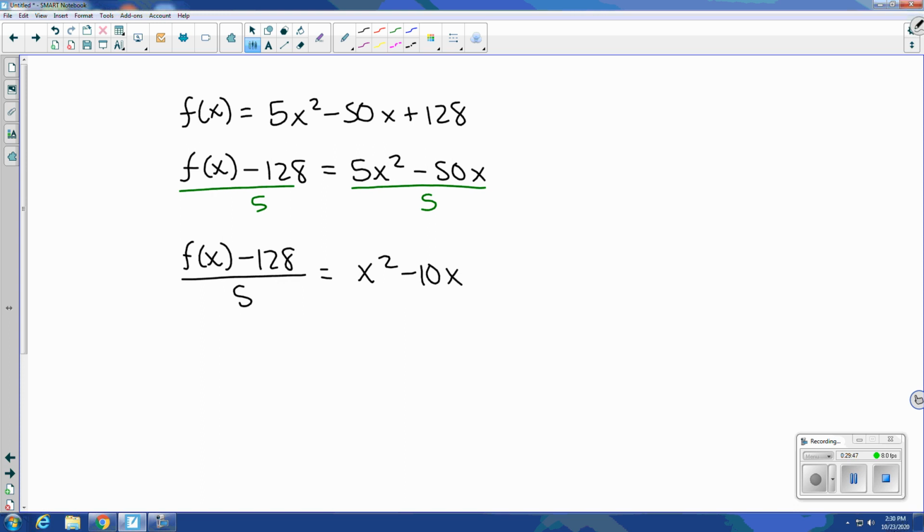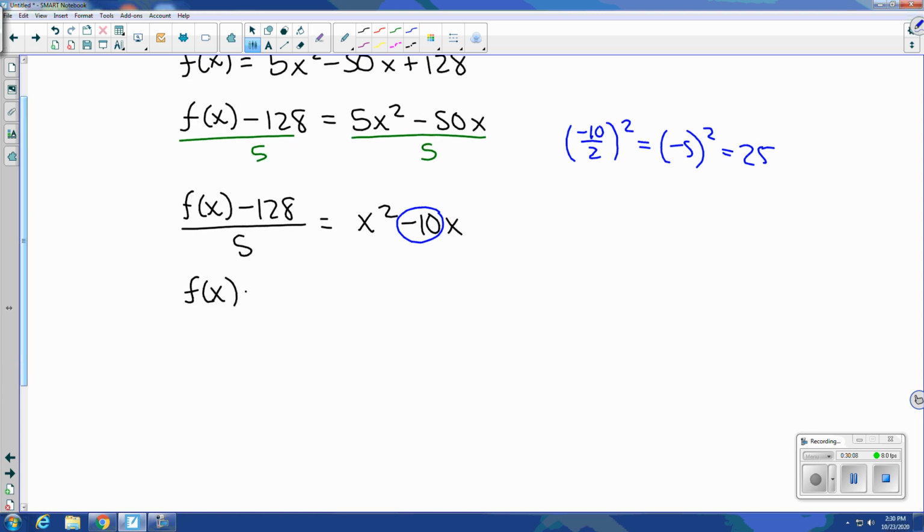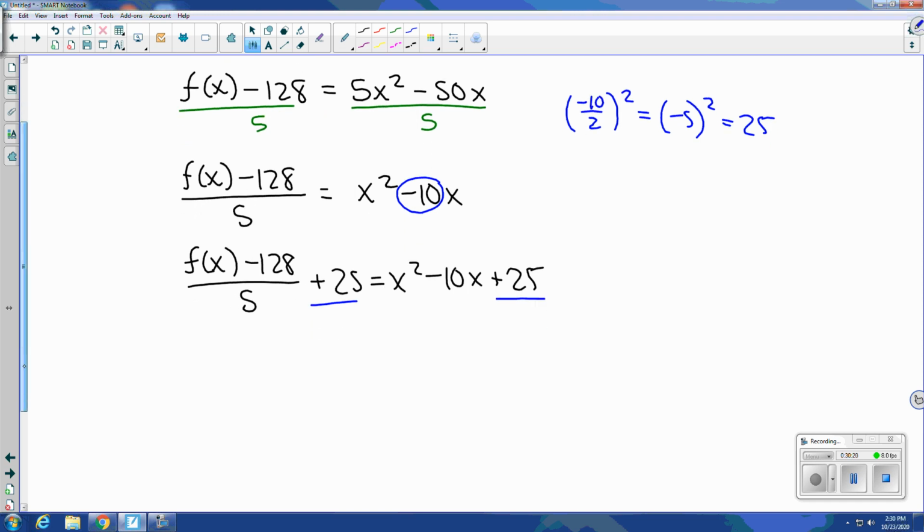Again, to complete the square, you're going to use the new b term after you've made a equal to 1. So off to the side, we're going to add b over 2 squared to both sides. So b over 2 is negative 5. Negative 5 squared is a positive 25. So we're going to add 25 to both sides. So again, that plus 25, that's the actual completing the square process.